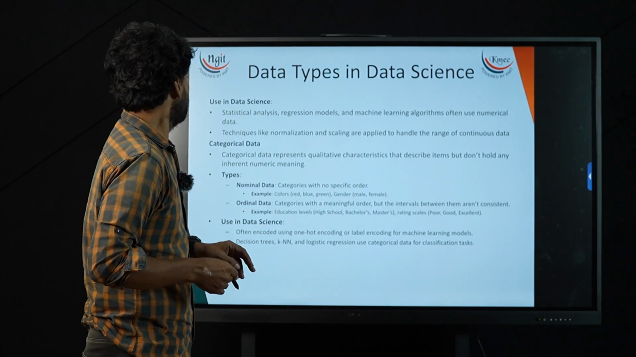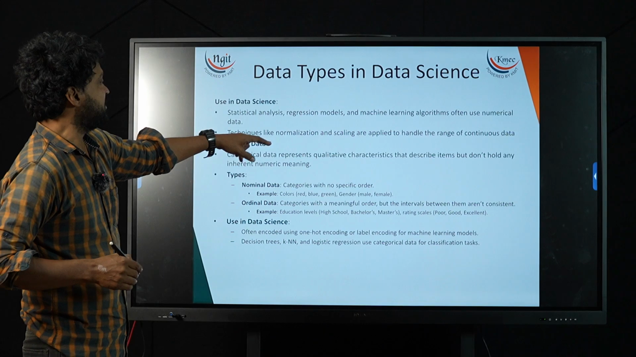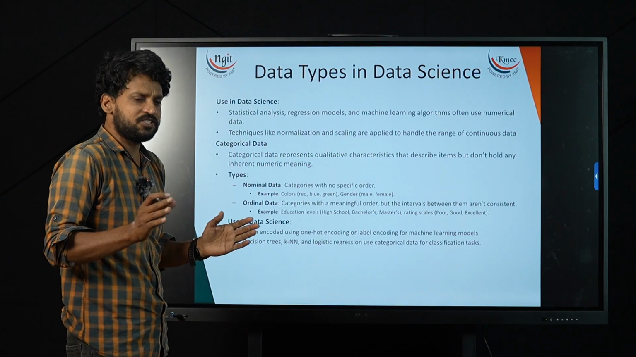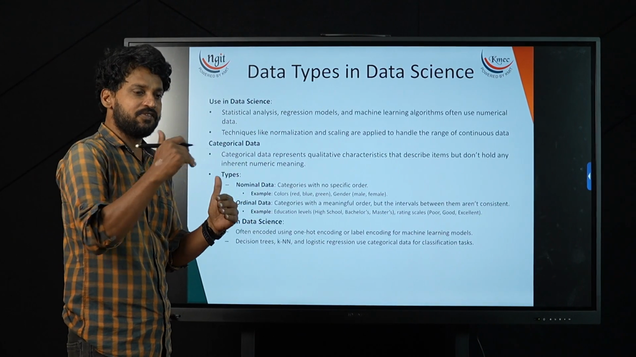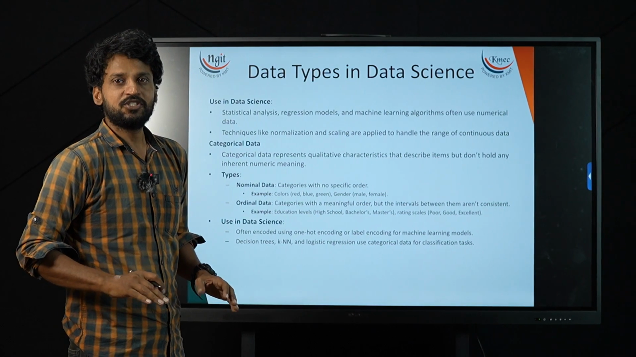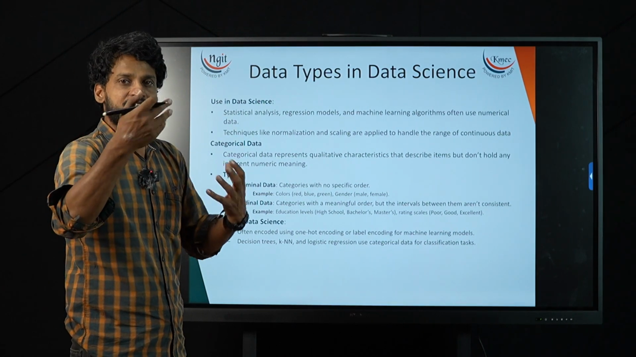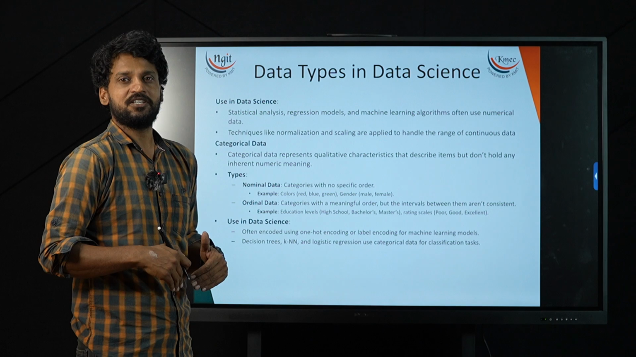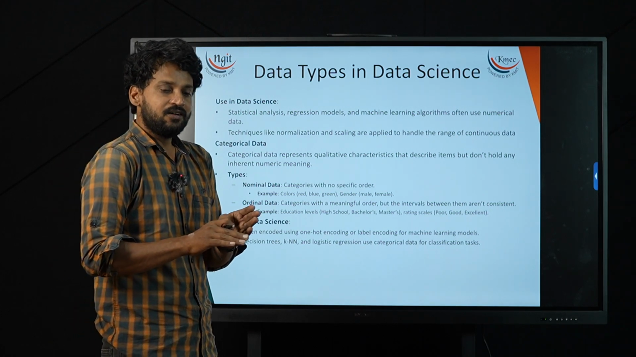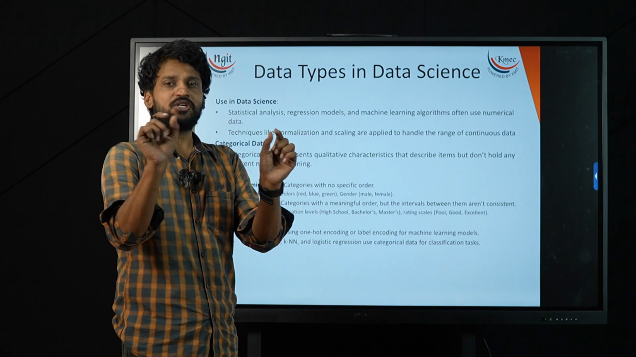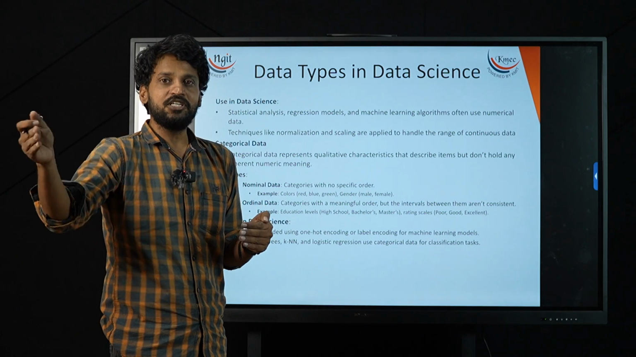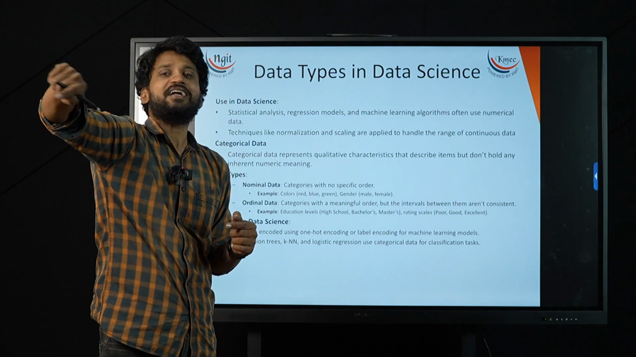I'll tell you more. Categorical data represents a qualitative characteristic that describes an item but doesn't hold any inherent numeric meaning. Those are not numeric. Unless we convert them into numeric, those are stand-alone data, such as red, green, blue. Red doesn't have any numerical significance, being a color. Green, similarly, blue. Even Monday to Sunday are just discrete independent values. But they are related to each other, which forms a category.